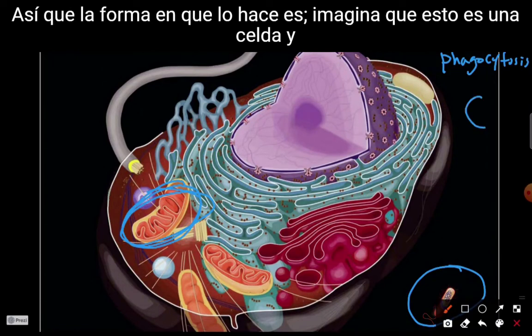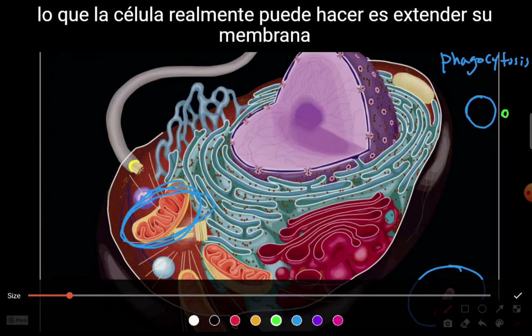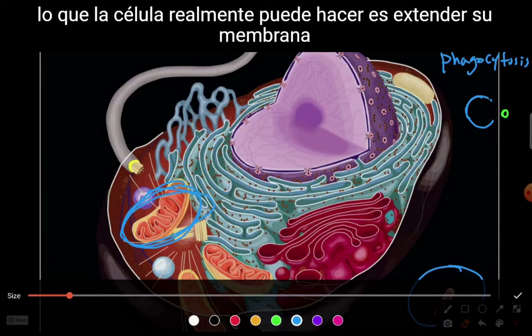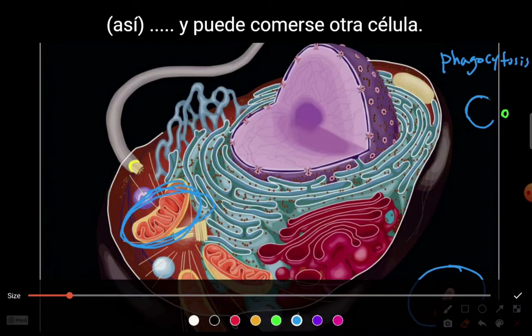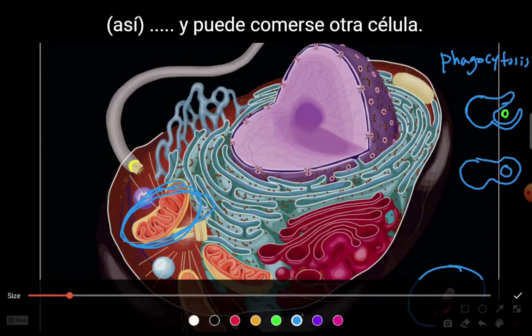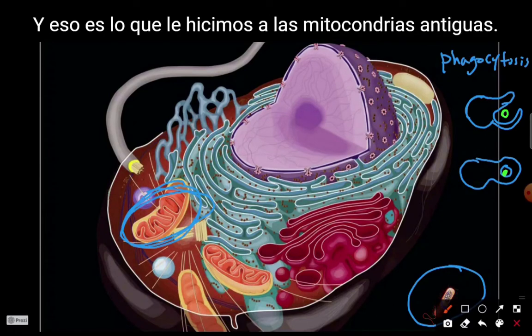So the way it does it is, imagine that this is a cell, and this is a particle it's trying to eat. What the cell can actually do is extend its membrane out like this, and it can sort of eat another cell, right? So that's called phagocytosis, and that's what we did to ancient mitochondria.